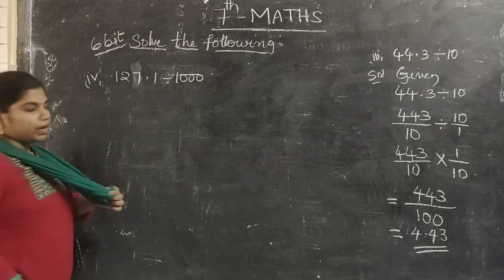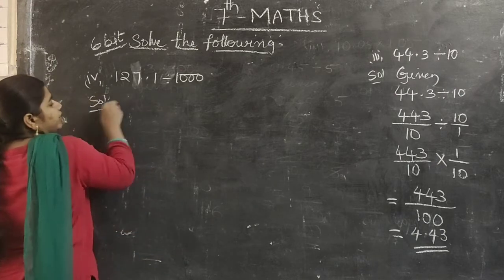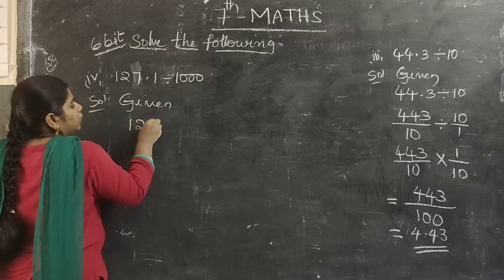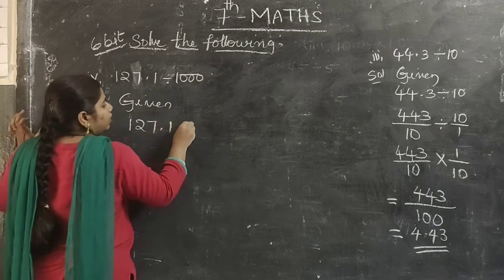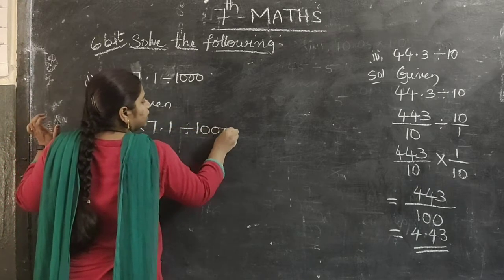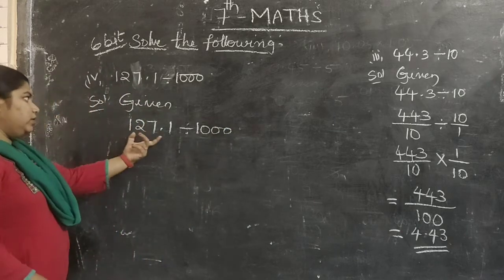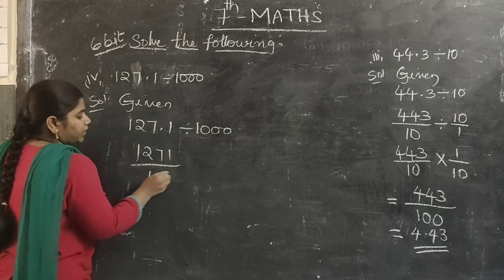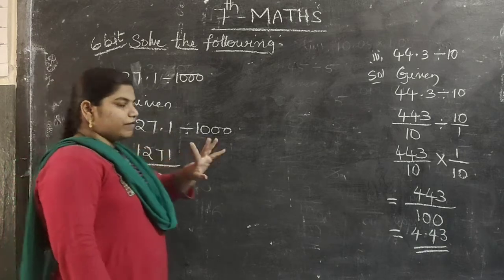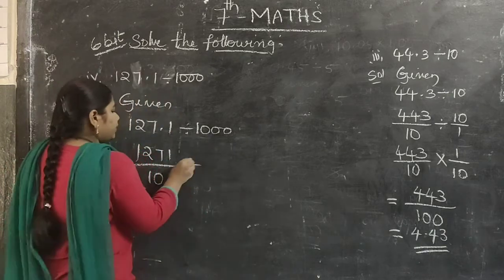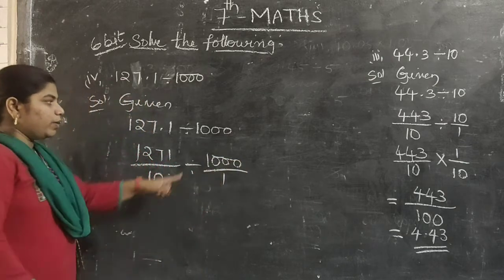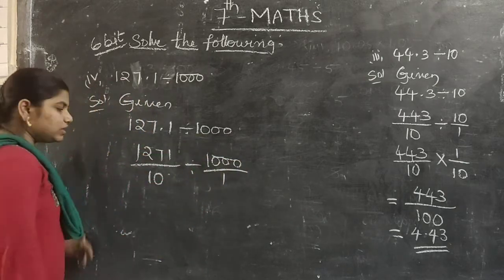127.1 divided by 1000. In the same way we are solving this. Given 127.1 divided by 1000, we can write this as 1271 by 10, because after the decimal point we are having only one digit. And 1000 we can write as 1000 by 1, since we don't have any denominator, so we are getting it as 1 here.